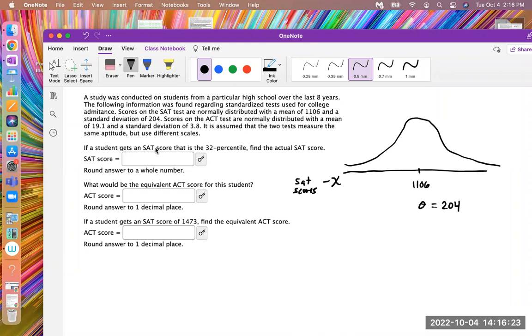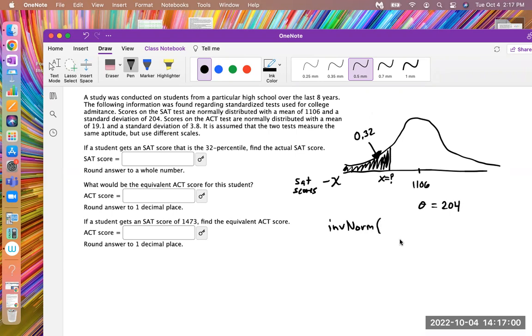Then they ask, if a student gets an SAT score that is in the 32nd percentile, find the actual score. That means that 32% of the data, probably over here to the left, is smaller than that. So this area under the curve to the left is going to be 0.32. To find this unknown test score such that 32% of the data is to the left, we just have to do inverse norm.